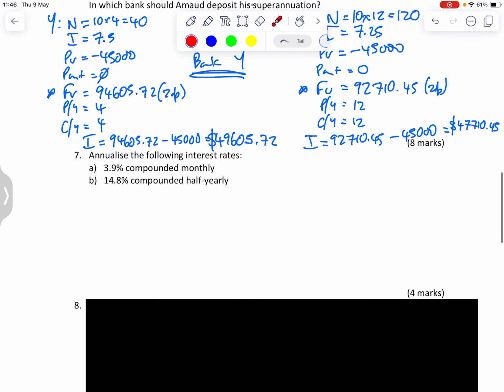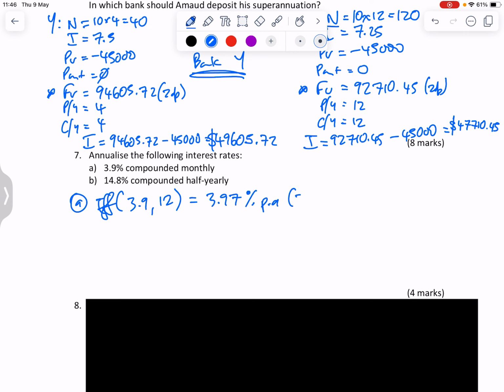Annualize the following interest rates. So annualize or effective rate, you're using the EFF function on your calculator or the online annualized interest rate calculator. So A, in EFF, I put in the nominal rate, which is 3.9, comma, compounding monthly, so how many times is it compounding a year? 12. So that's what I put into EFF, 3.9, comma, 12. That tells me it's 3.97% per annum, rounded to 2 decimal points.